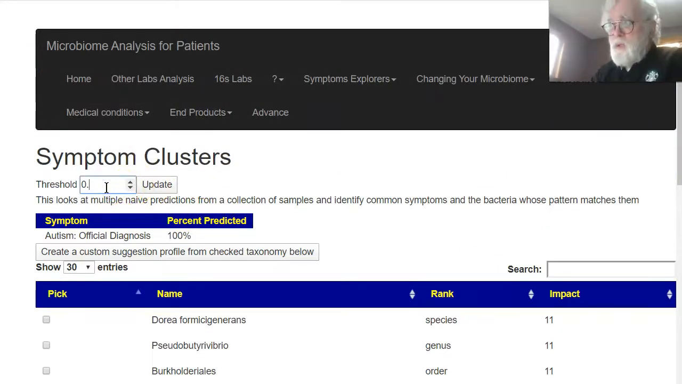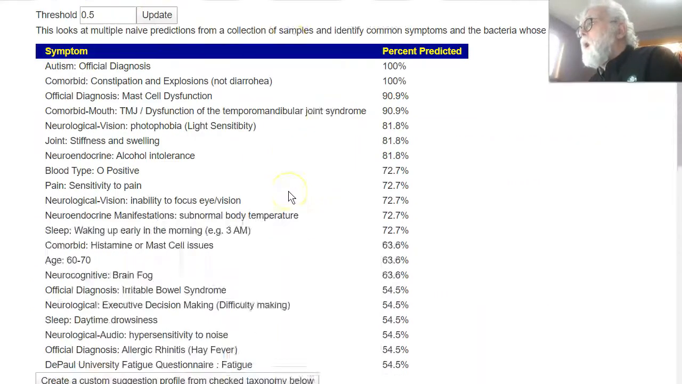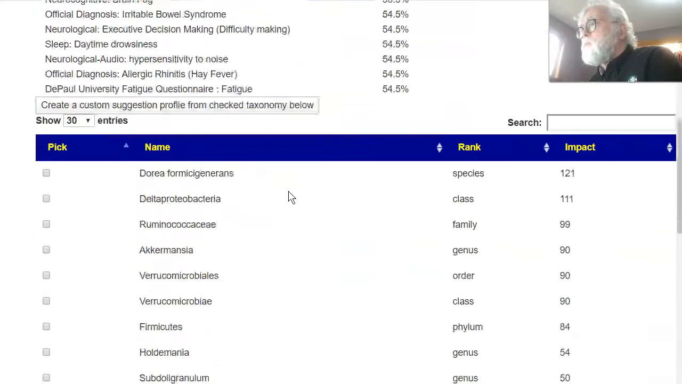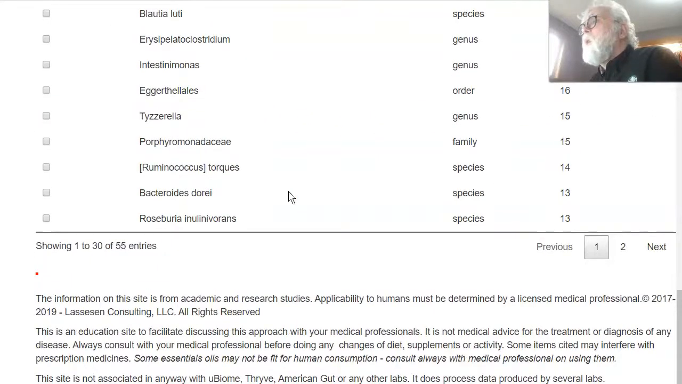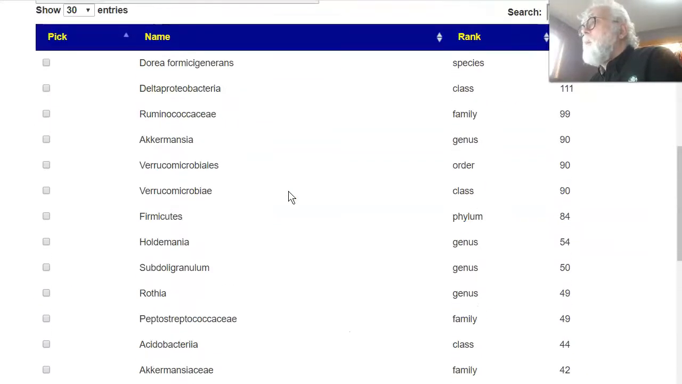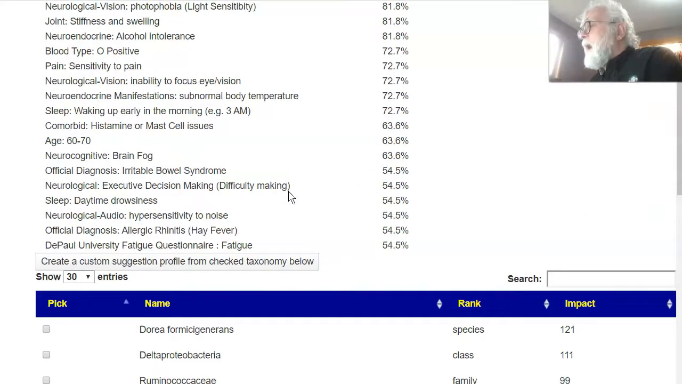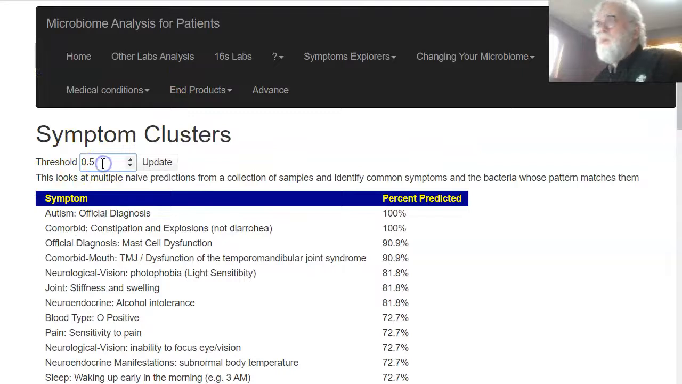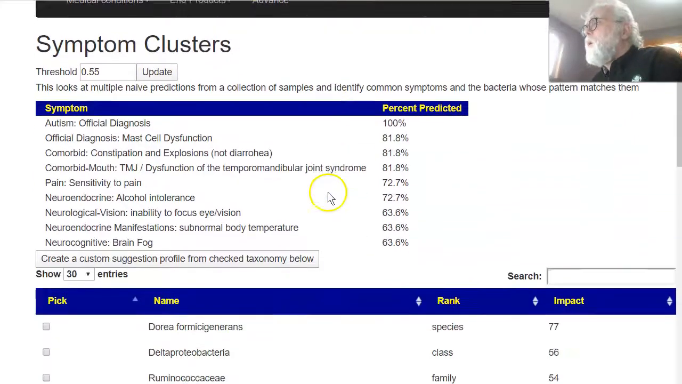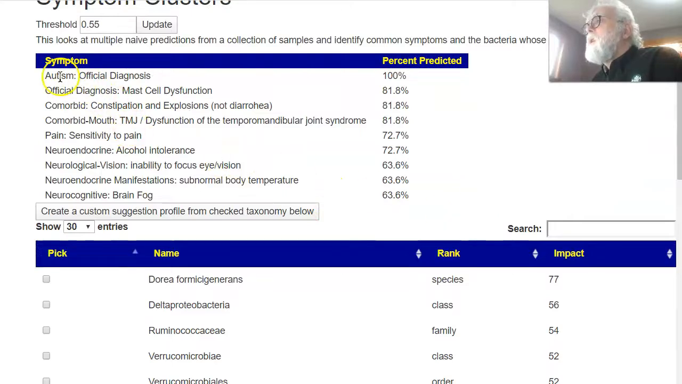The default was 0.6. I'm going to change down to 0.5. And oh boy, we get a big long list. And down below, we find we're up to 55 bacteria. So we have a lot more bacteria. And the more bacteria you have, the harder it is to have confidence you have just the ones you really should be modifying. If I go up to 0.55 and repeat it, we have a much shorter list. So again, you are free to play around with the numbers.